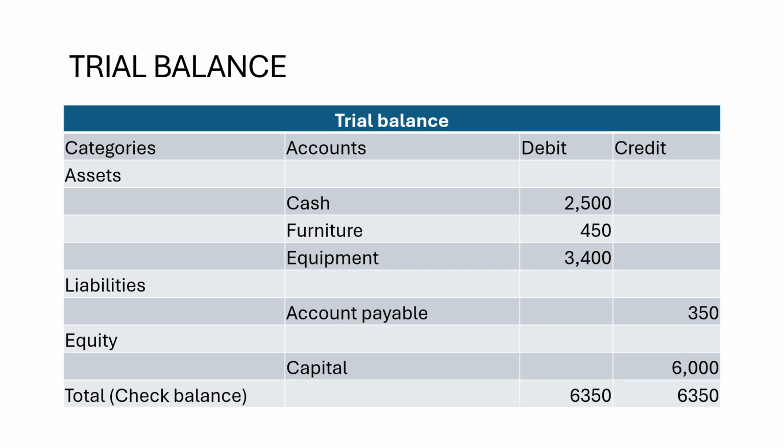The total debits of 6,350 match the total credits, showing the books are generally speaking correct. This trial balance is the final step before the creation of financial statements. It allows us to check if the journals and ledgers are accurate and identify any possible recording mistakes.